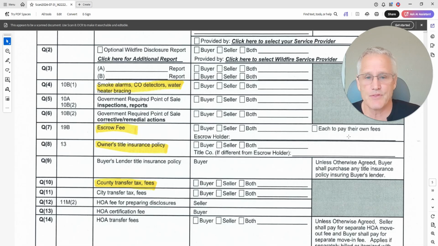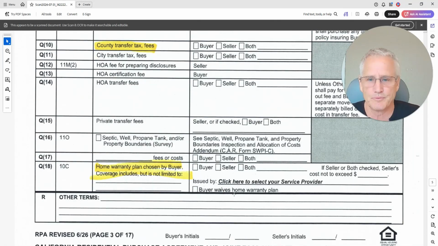County transfer tax fee, again, seller generally pays for that as an industry standard. And there are no city transfer tax fees out in the Russian River. We're all unincorporated here. These are all towns, not city municipalities. So there is no city transfer tax fee for, say, Guerneville or Forestville or Monte Rio or Cazadero. So that would just be left blank. Then you've got HOA fees if you're in a condo.